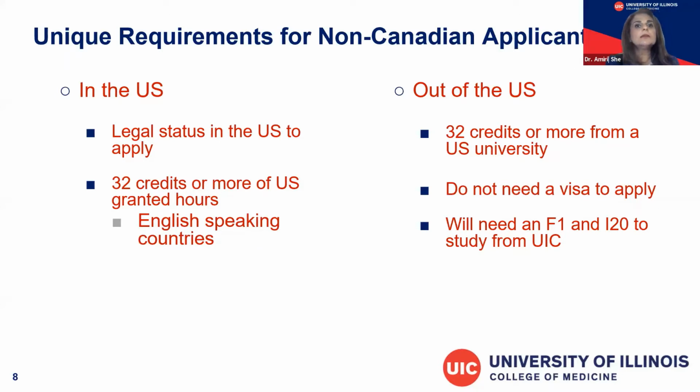okay? So now talking about non-Canadian applicants who are outside of the US, okay? That would suggest that you have earned a bachelor's degree not in the United States. Then we will need you to complete 32 credits or more from a US university, right? You will not need a visa to apply to us because you're not residing in the US. Obviously, we will consider your application. And then when you are admitted, you'll work with our Office of International Services to complete the visa documentation so that you can pursue your degree here fully with us.